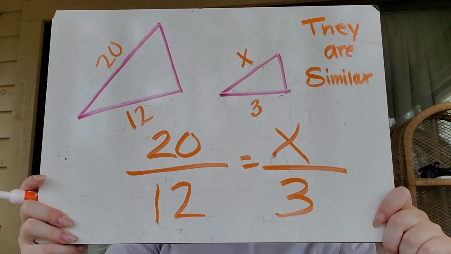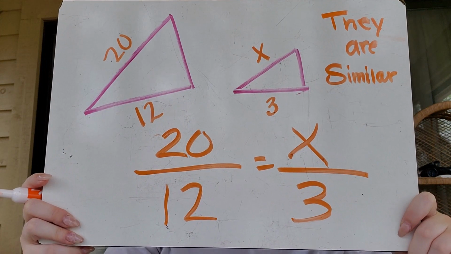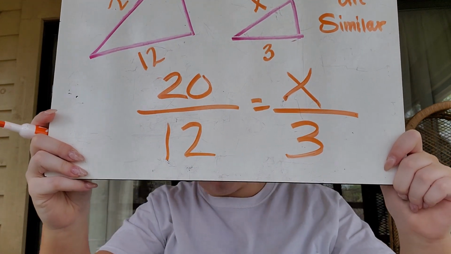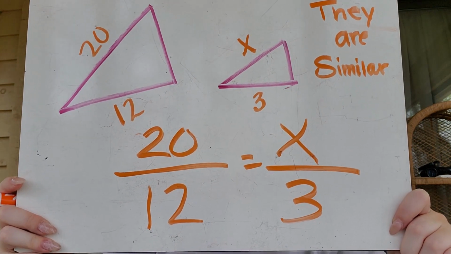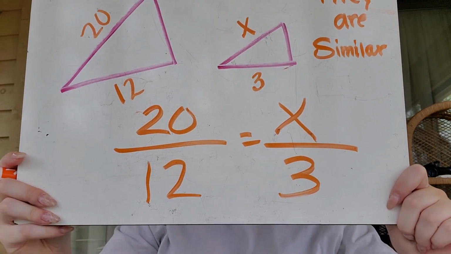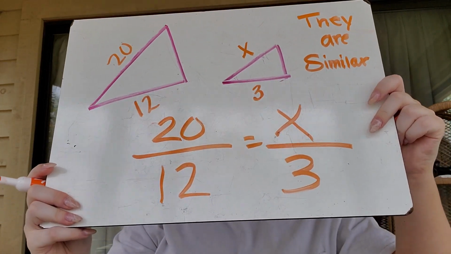Right next to one another, okay? So the 20 and the x, they're corresponding sides, so those go next to each other. The 12 and the 3, those are corresponding sides. They go right next to one another. You see how I do that? It's that simple. And what we do from here is we solve for x.